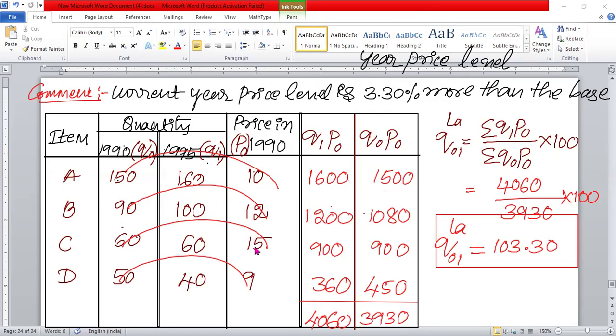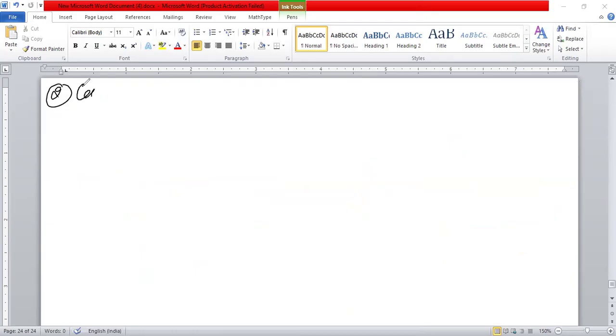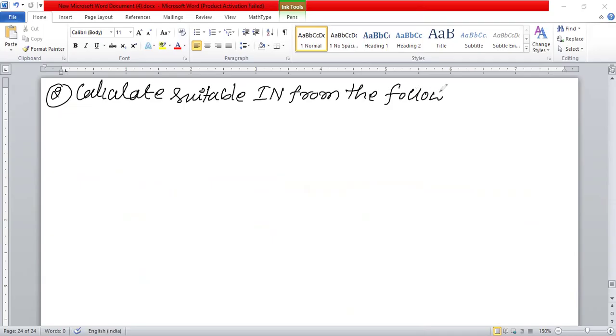So one more is that. Everything is given directly. Now we are able to identify which index number first. So I'm going to erase this one. Okay, question number 2. Calculate the suitable index number from the following data, and comment.